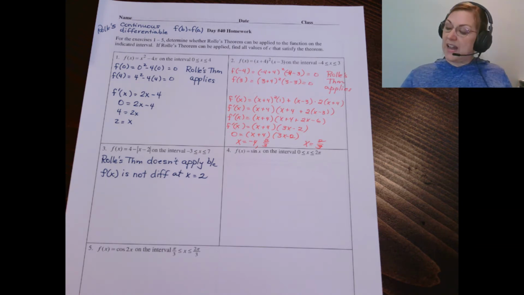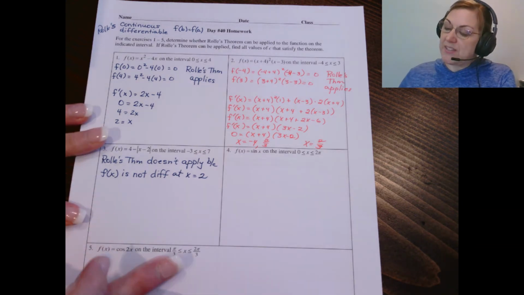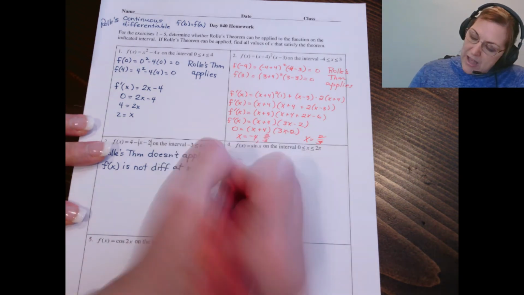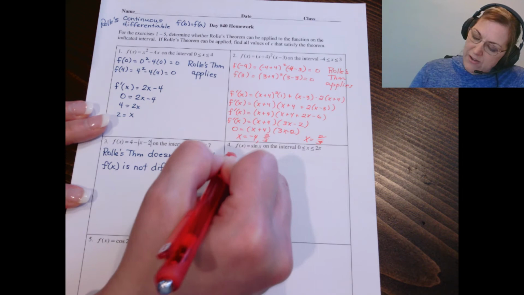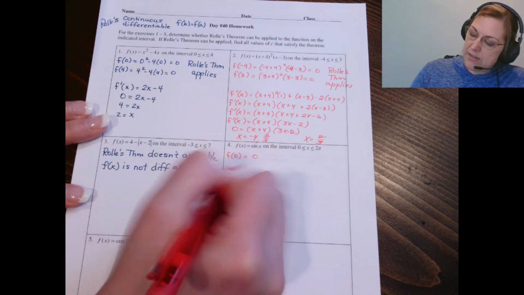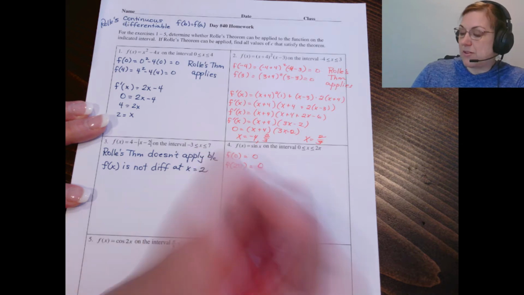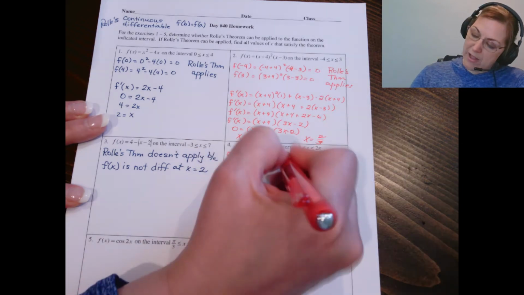Let's look then at number 4. We have sine of x, no problem there with being continuous or differentiable. And let's look at the y values, f of 0. Sine of 0 is 0. And f of 2 pi, sine of 2 pi is also 0. So Rolle's theorem applies.